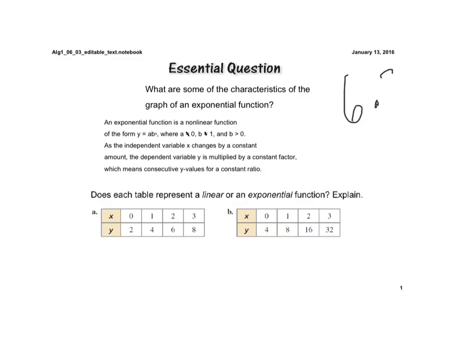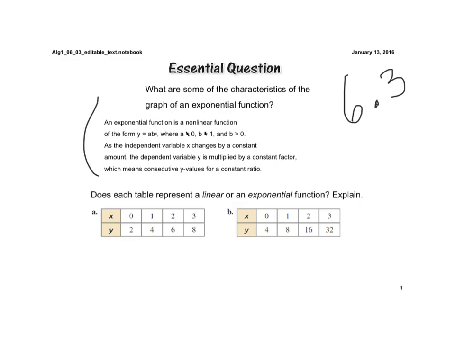Okay, this is from lesson 6.3. The essential question: what are some of the characteristics of a graph of an exponential function? Now, remember we've talked about linear functions, and we have talked about some nonlinear functions, but today we're going to be talking about an exponential function.